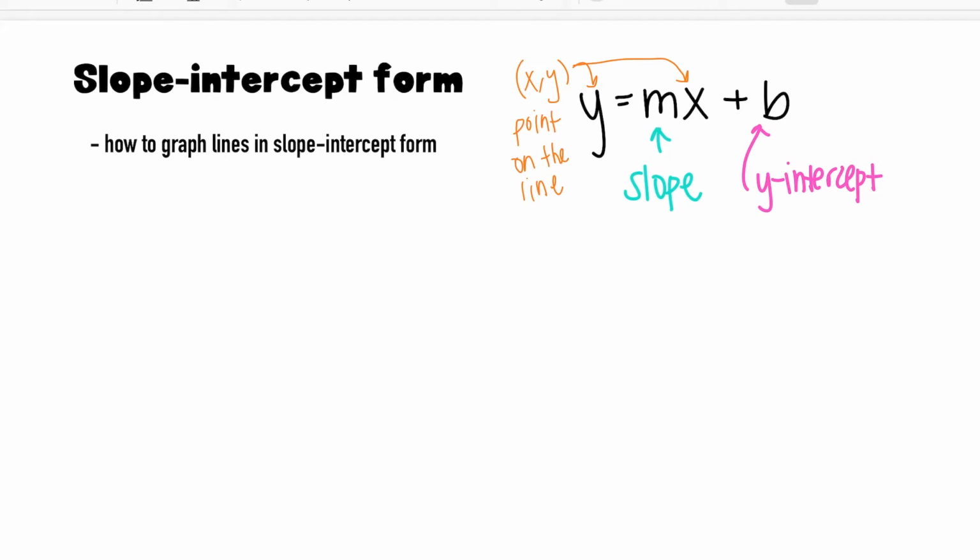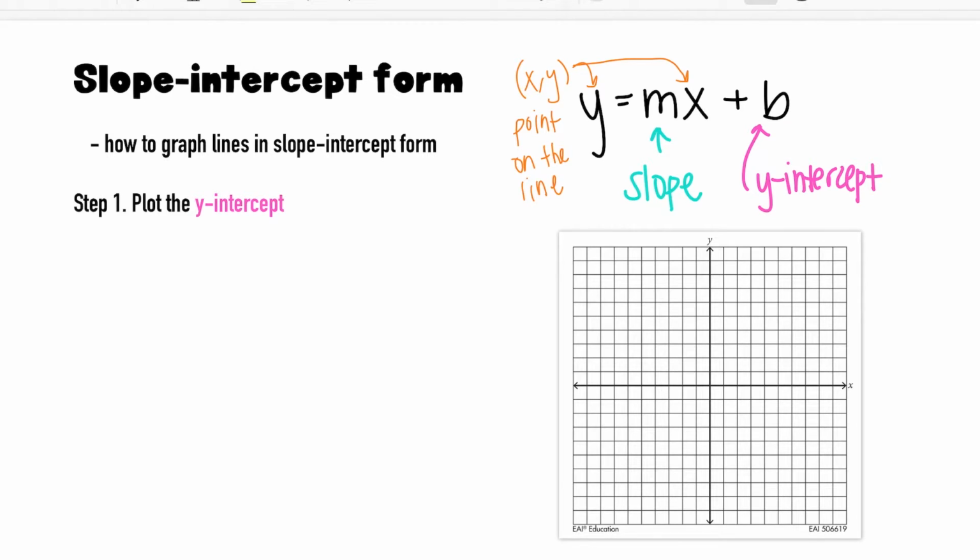The next thing we're going to learn is how to graph lines in slope-intercept form. When we want to graph lines in slope-intercept form, the first thing you have to do is plot the y-intercept. By definition, the y-intercept is the y value of the point that exists on our line where it crosses the y-axis. So the y-axis is this vertical one, the one that's up and down right here.